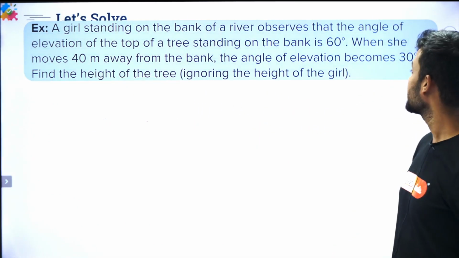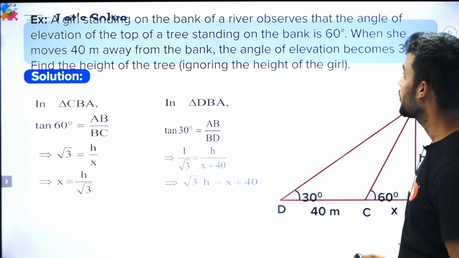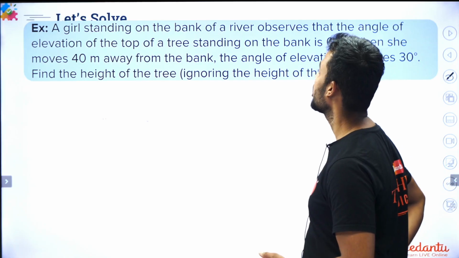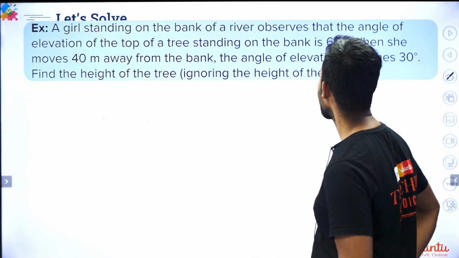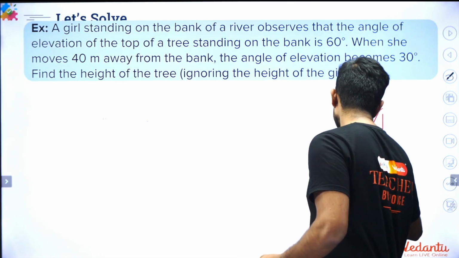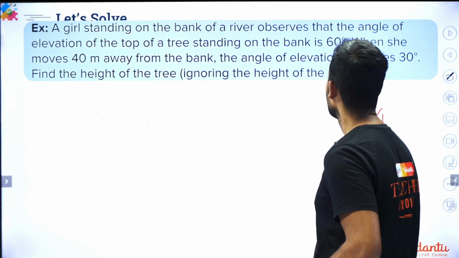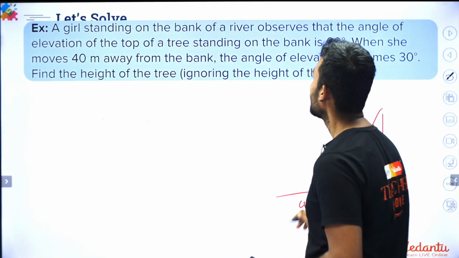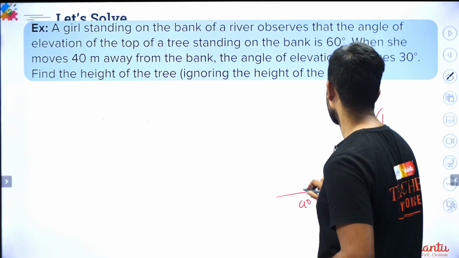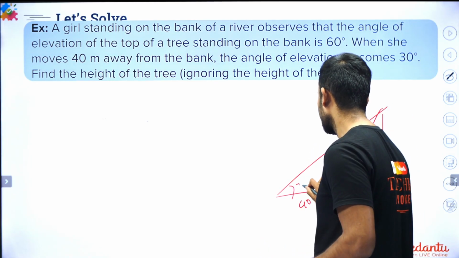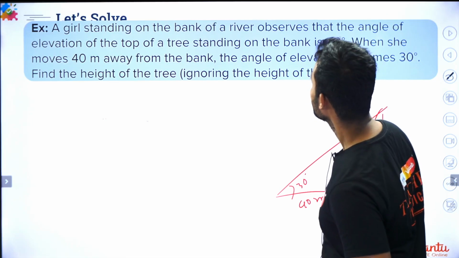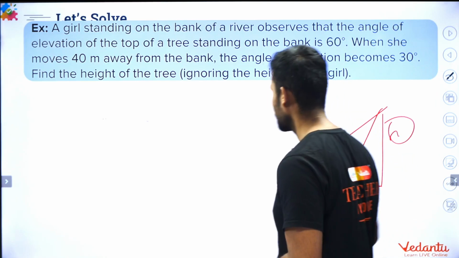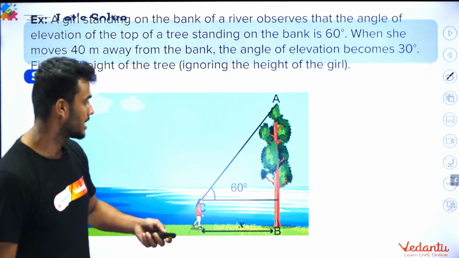Next question. I think this is the last question. No, we have another question. A girl standing on the bank of a river observed that the angle of elevation of the top of a tree standing on the bank is 60 degrees. Then when she moves 40 meters away from the bank, the angle of elevation becomes 30 degrees. Find the height of the tree, ignoring the height of the girl. This is the diagram.